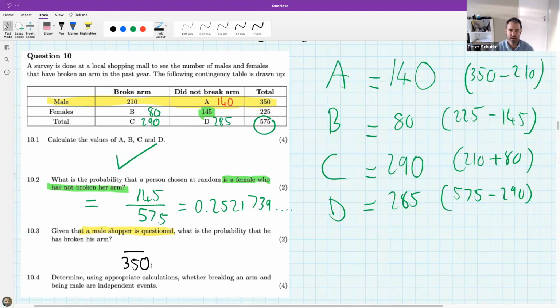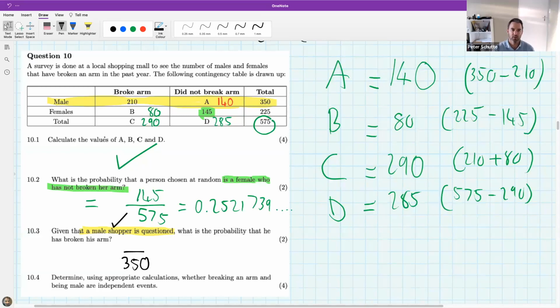I think we need to look at the male row and see that it's out of 350. Remember, it says we're given that a male shopper is questioned, that is a condition that they've laid down. We're only talking to males. And how many males are there out of the whole total? That's out of 350. So now we need to know, what is the numerator? What is the probability that he has broken his arm?